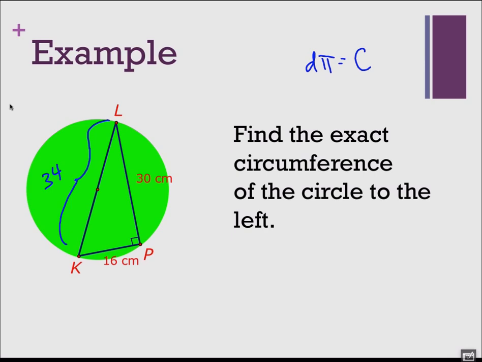Put that in for D. We get 34 pi for the circumference. Easy. If you worked in radius, then you would just take 34 divided by 2 to get 17, but then you gotta multiply by 2 again to get back to that equation, so you might as well just work with diameter straight up.